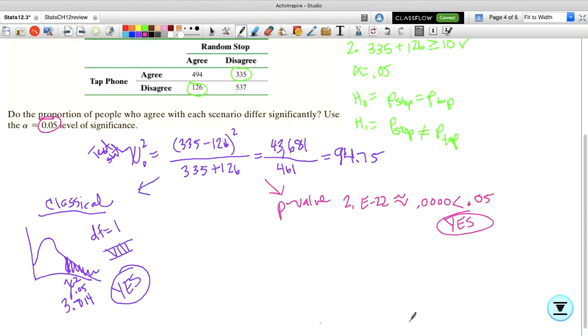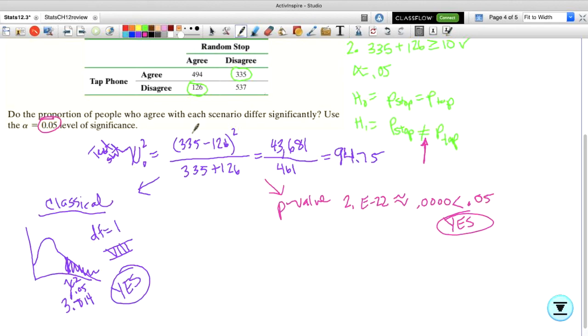So as far as wording your conclusion appropriately, you would say something like, and I'm not going to write it all out because this tablet doesn't work great, so just listen carefully. You would say something like, there is enough evidence at a 0.05 level of significance to say that there's a difference. Remember, that's what we're testing, difference. So there is enough evidence at a 0.05 level of significance to say that there is a difference between the proportion of adults who are okay with being stopped and the proportion of adults who are okay with phones being tapped. Okay, so that's what you would have to say. You want to say if there's no difference or if there is a difference. Okay, and then again mentioning the level of significance.